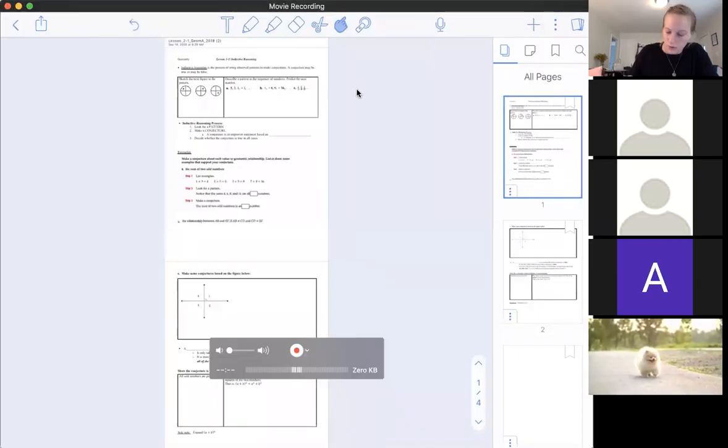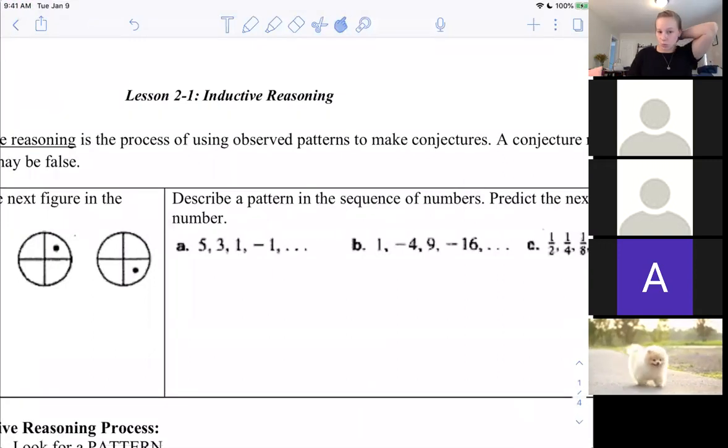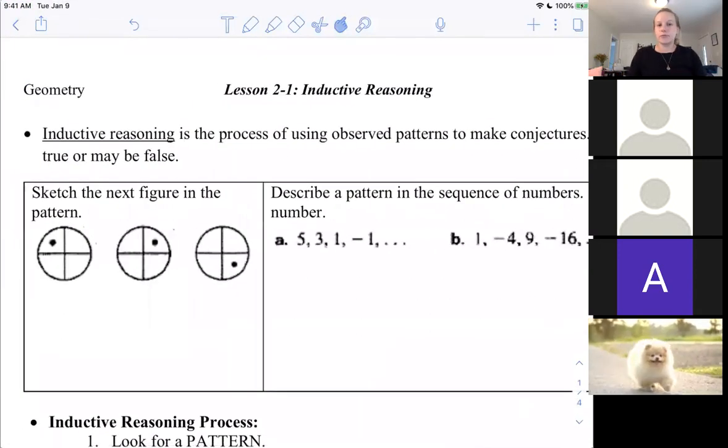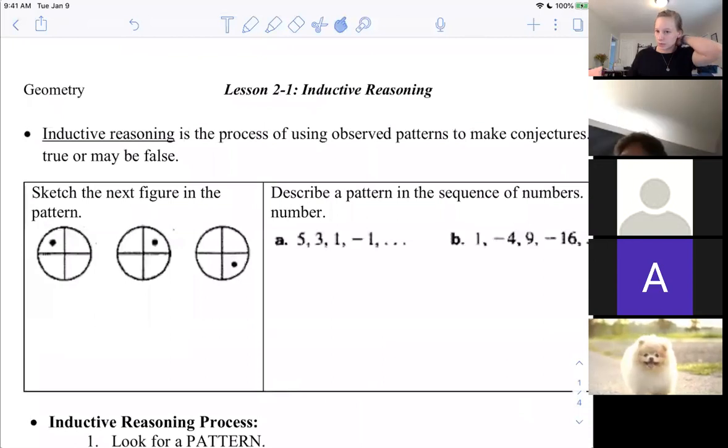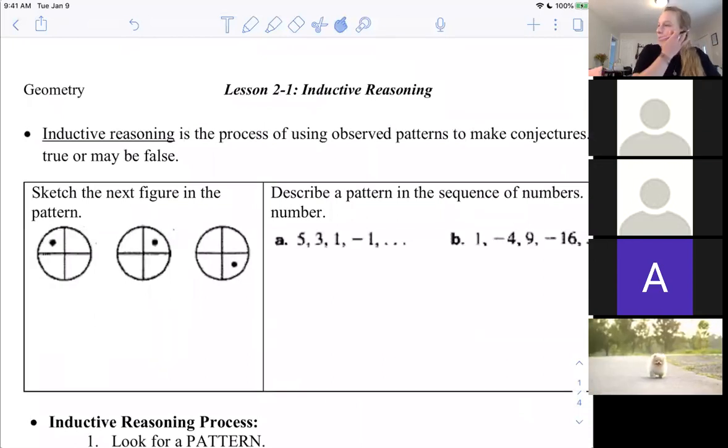Okay, we're on 2-1. So we are starting chapter 2, and if chapter 1 was more challenging for you, I've had students who do better in chapter 2 than in chapter 1. So don't let that deter you or worry you at all. So this unit is all on reasoning and logic and proofs.